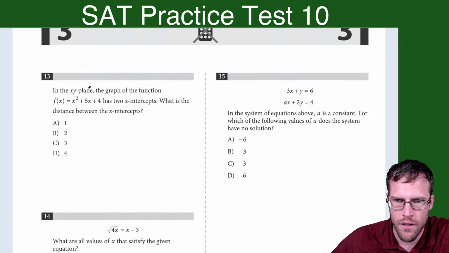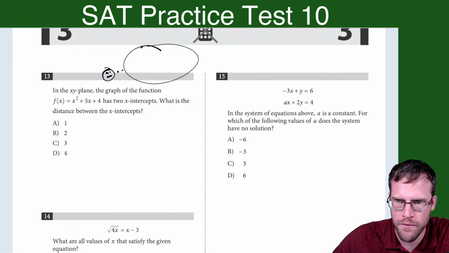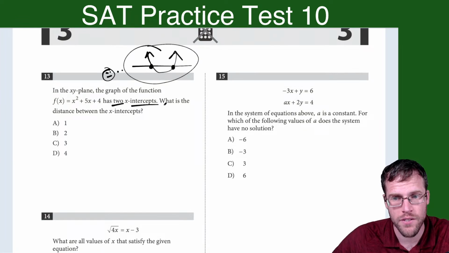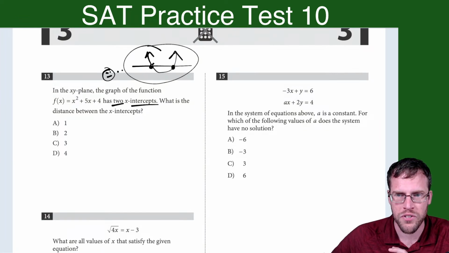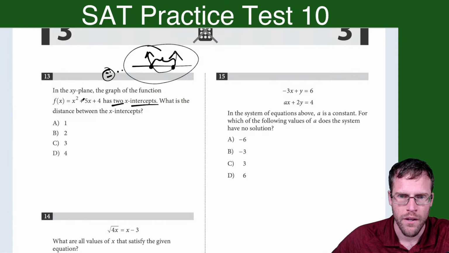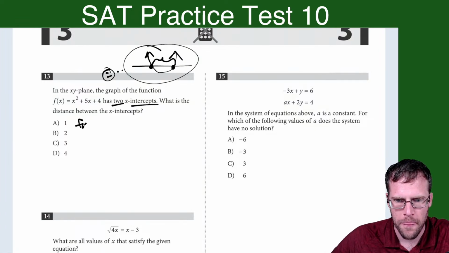So here we have a graph of the function. What I'm imagining is, okay, graph of this function, it's a parabola. No matter where we are, they're telling us it has two x-intercepts. So that's two roots, and what we're trying to find here is the distance between them. For this one, I would factor and then set equal to 0. I would say it's going to factor to x plus 4 times x plus 1.